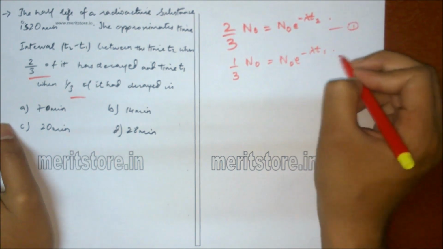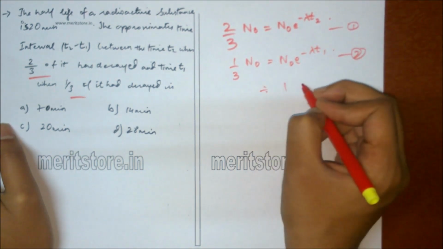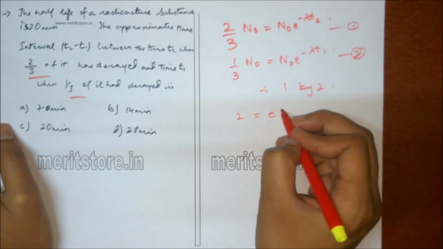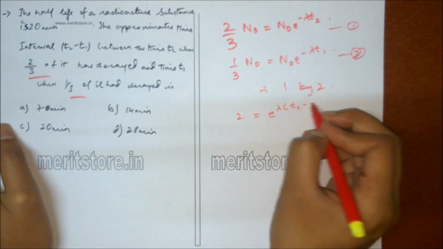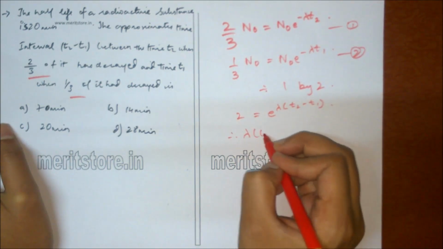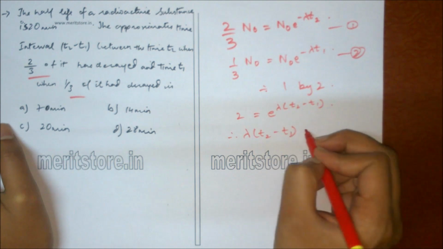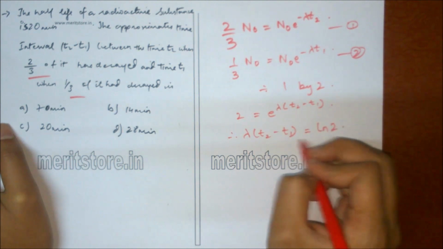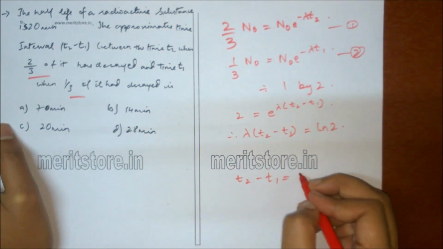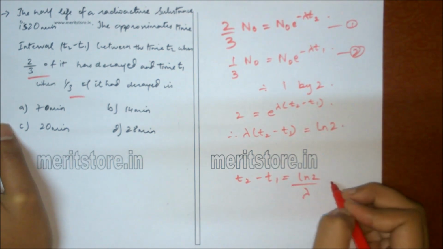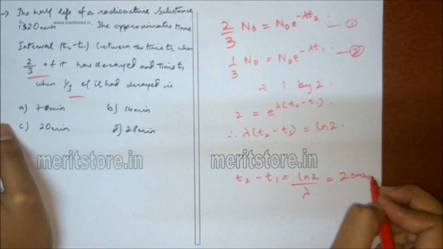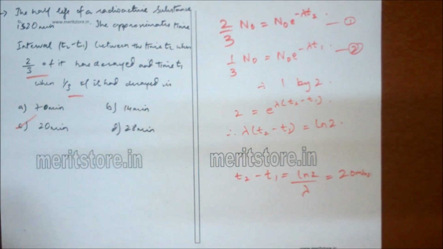This is equation 1, this is equation 2. Dividing equation 1 by equation 2, we get 2 is equal to e raised to lambda (t2 minus t1). Therefore, lambda (t2 minus t1) is equal to ln2, which is the natural logarithm of 2. So t2 minus t1 is equal to ln2 upon lambda. On solving this, we get 20 minutes. So option C is the correct answer.